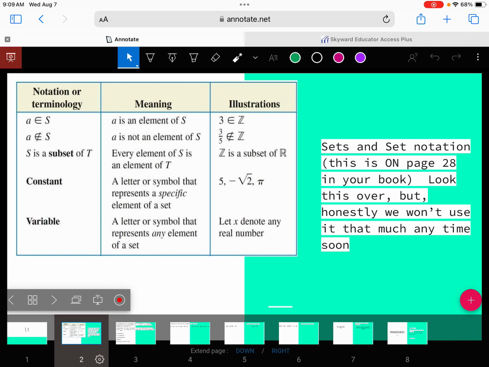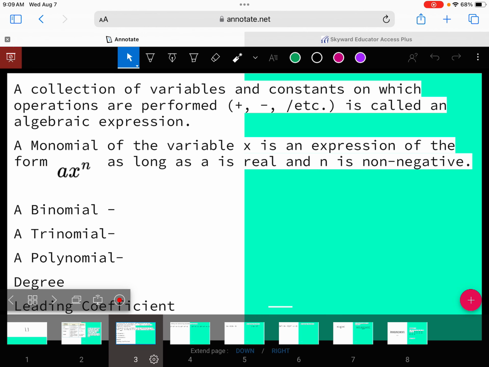We use a lot more than we use set notation. But just so we have it, I showed it to you. That's about all we need to do with that. So what we're really going to talk about today is some polynomials.